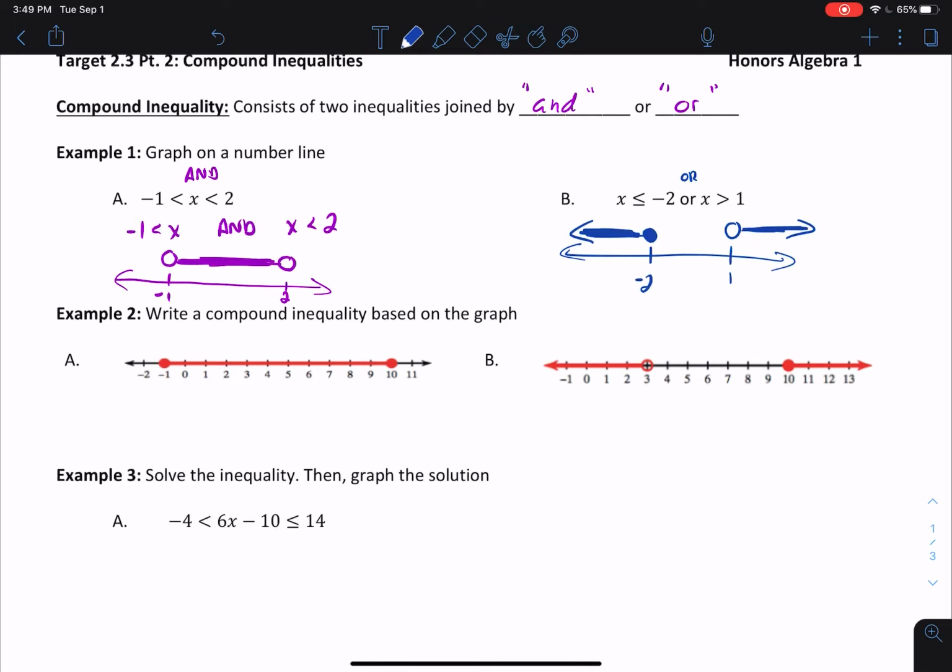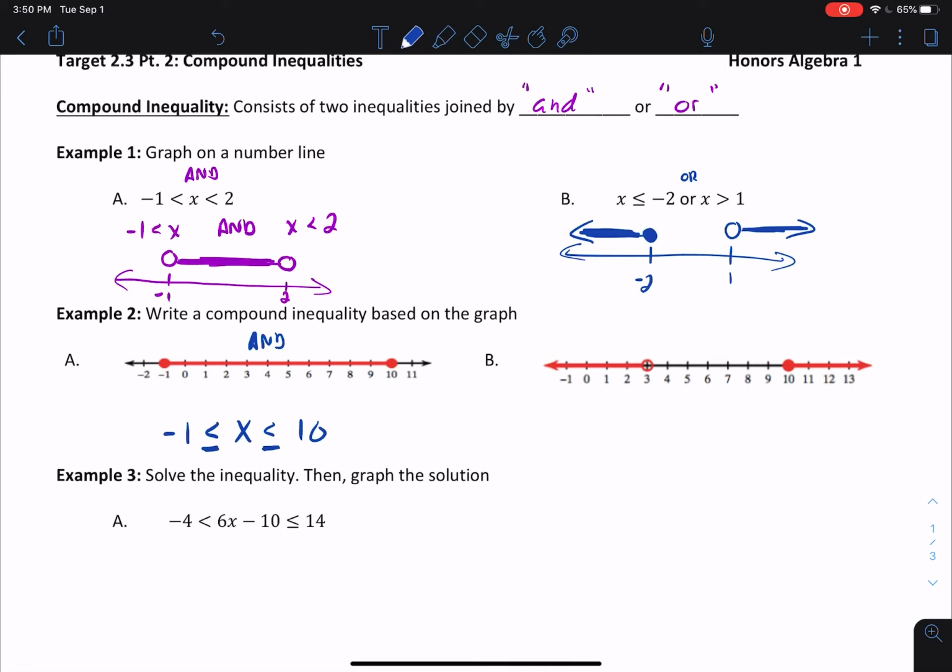Okay? So let's expand that now, and let's do the opposite. Let's write a compound inequality based on the graph. So A, we're looking at where those shadings overlap. So this is going to be an and. So x is going to be sandwiched in between two other numbers. Well, it's sandwiched in between -1 and 10. And because those are closed circles, we have equality here. So we have x is bigger than or equal to -1 and x is less than or equal to 10.